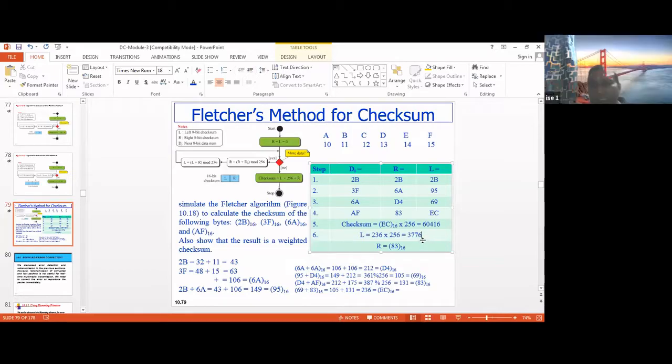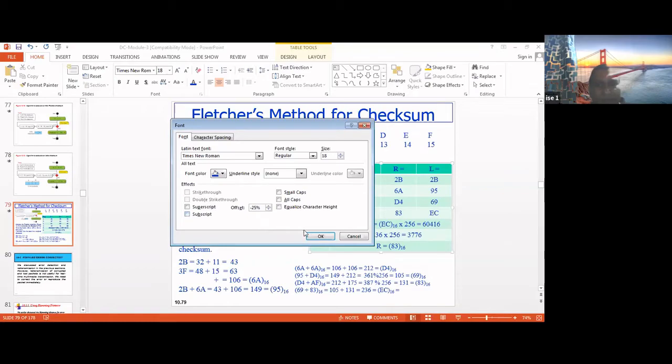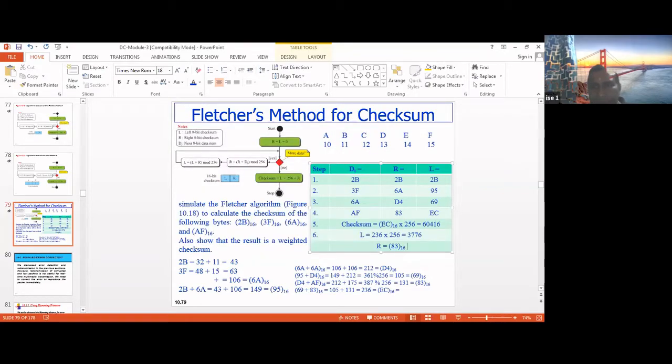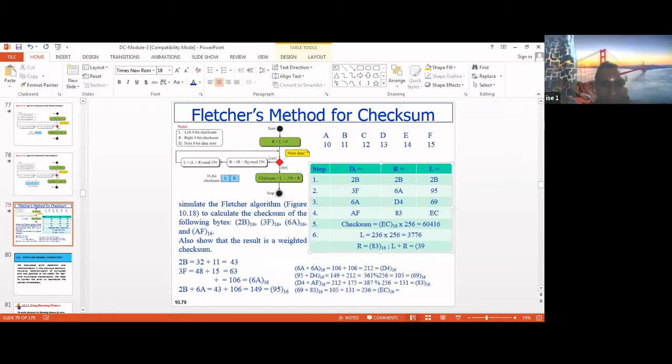So how much is this? 3907. So this is nothing but left plus right. Left plus right is equal to 3907. 3907 to the base 16.